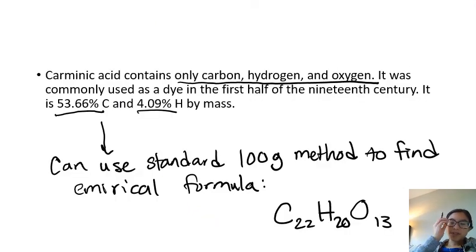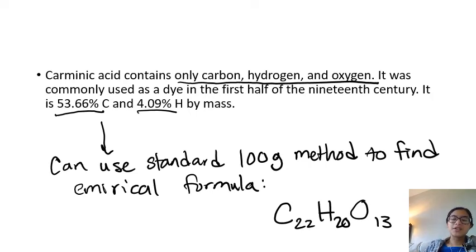Okay, so I'm not really going to cover the first part of the problem since it's exactly like my last video when we went over percent masses. It's the exact same process. You can use the standard 100 gram method to find the empirical formula. So assume 100 grams. We've got 53.66 grams of carbon, 4.09 grams of hydrogen. Subtract from 100 to find the grams of oxygen, and so forth. Then you would get the moles, divide by the smallest number of moles, and then figure out the ratio from there.